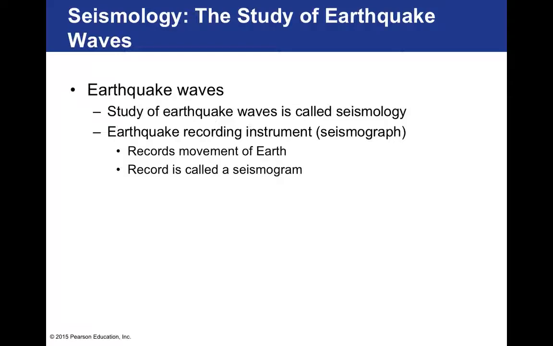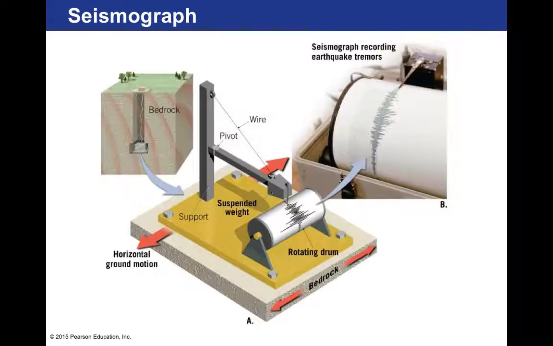All right, seismology. This is the study of what's called earthquake waves. There are many types of waves that are produced by earthquakes. These next few slides are going to go through the different types and how we use those waves to determine the location an earthquake originates. The study of earthquake waves is called seismology, and the instrument that actually records the waves is called a seismograph, or any one single record is called a seismogram.